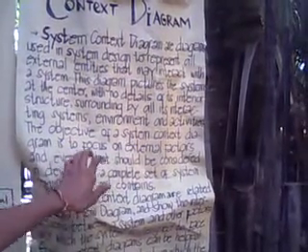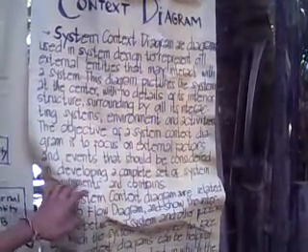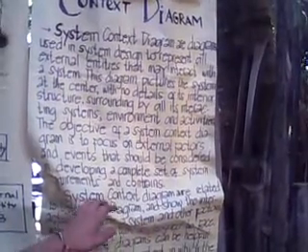A context diagram is meant to focus on external factors and events that should be considered in developing a complete set of system requirements and constraints.